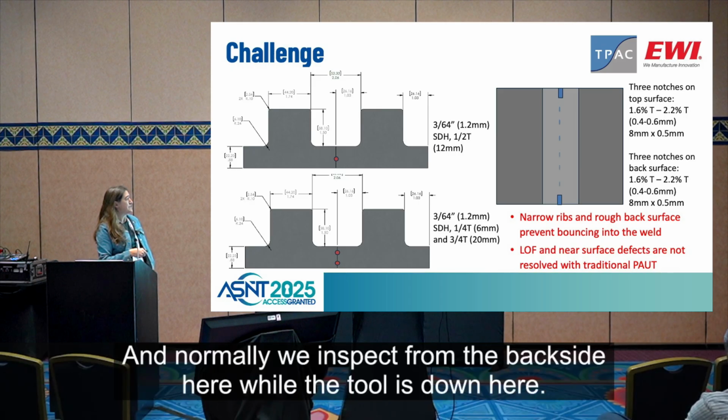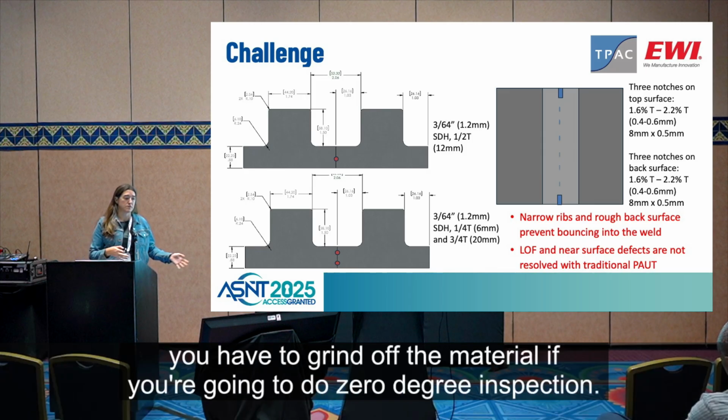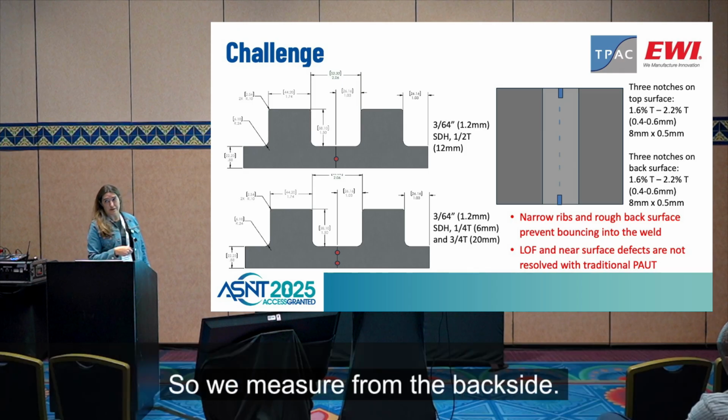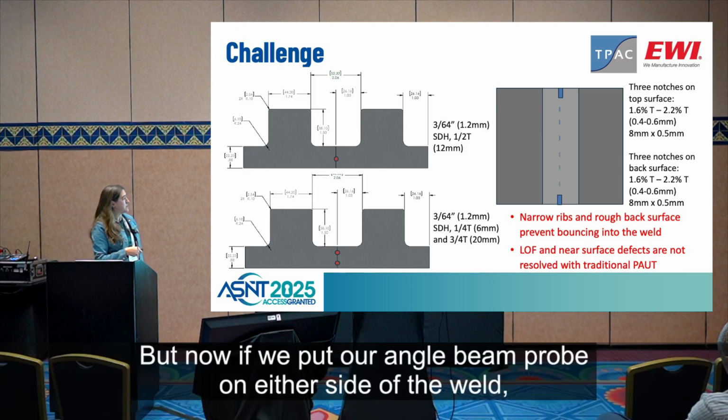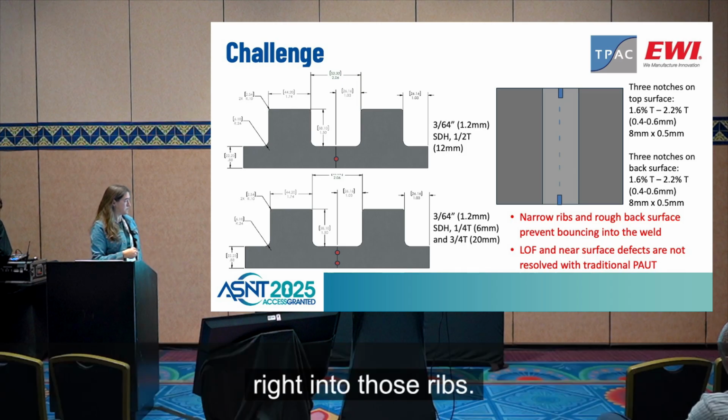And normally we inspect from the back side here, while the tool is down here, just because getting the probe in between those ribs is tricky. You have to grind off the material if you're going to do 0 degree inspection. So we measure from the back side. But now, if we put our angle beam probe on either side of the weld, we have these ribs to contend with, and all of our sound just bounces right into those ribs.